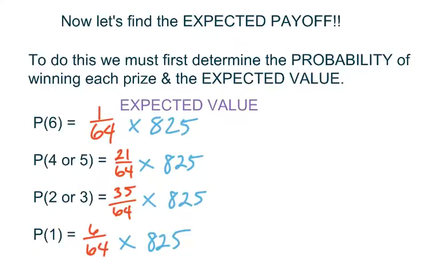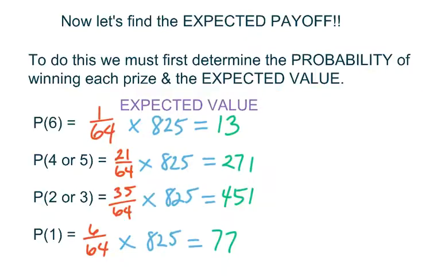Now we need to find the expected value. Expected value is the probability times the number of people playing, which is 825. So 1 over 64 times 825 is 13. 21 over 64 times 825 is 271. So this basically says that 13 people will get a large prize, 271 will get a medium prize, 451 will get a small prize, and 77 people will get the pencil.